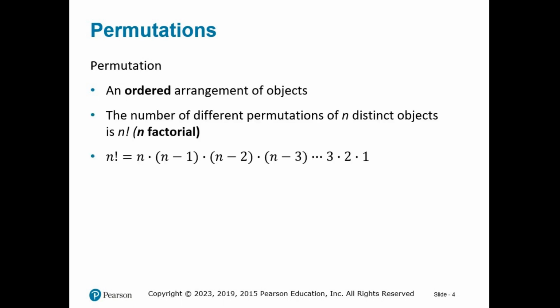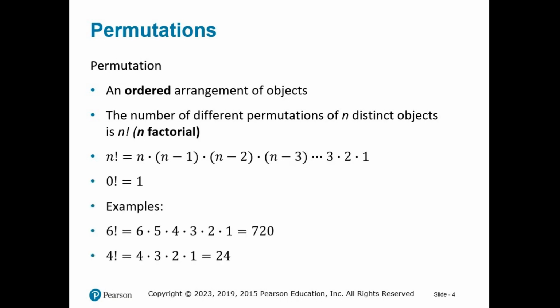Let's start with defining permutations. A permutation is an ordered arrangement of objects. If we have exactly n objects being sorted into n positions, then the number of different permutations of n distinct objects is n factorial. That's what you call that little symbol, the exclamation point, a factorial. That means you multiply n by the integer directly beneath it, then the one under that, then the one under that, until you get to 1.